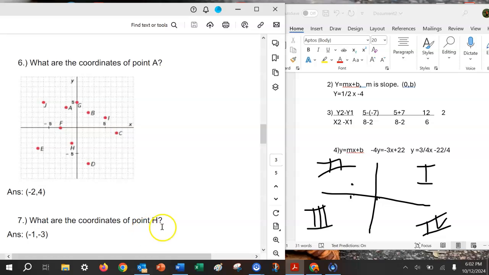The next question said, what are the coordinates for H? So look around, H is right here. I would go negative 1 to the left, negative 1, 2, 3, negative 3, down to the bottom. Now one of your questions is not G, but let's look at G. If I started here, I would go to the right and the left 0, then up 1, 2, 3, 4, 5. So the coordinates for G would be 0, 5.